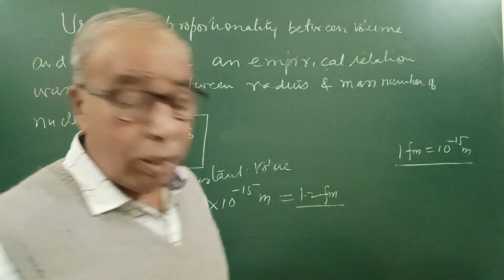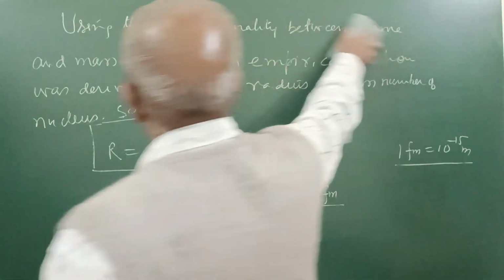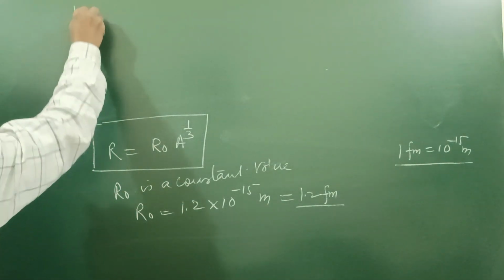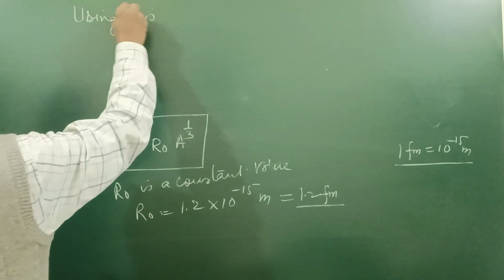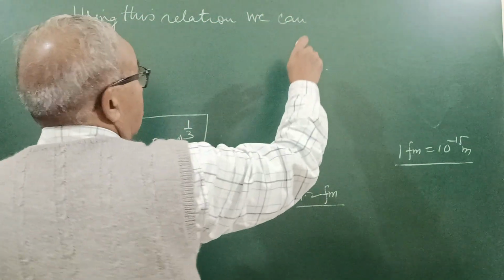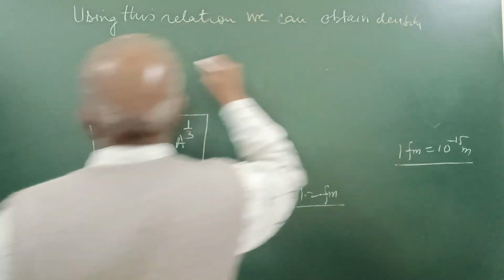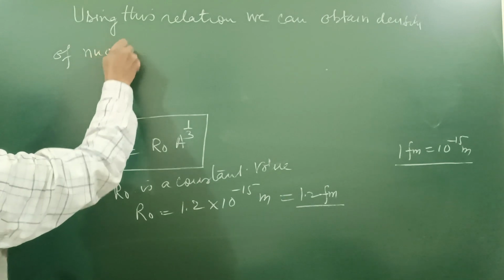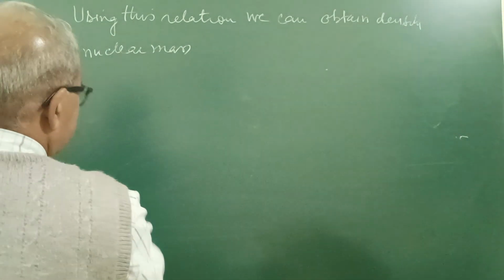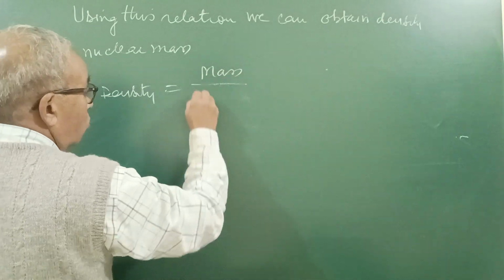Using this relation, we can obtain the density of nuclear matter. So density, you know, is mass upon volume. As we know, density is equal to mass upon volume.